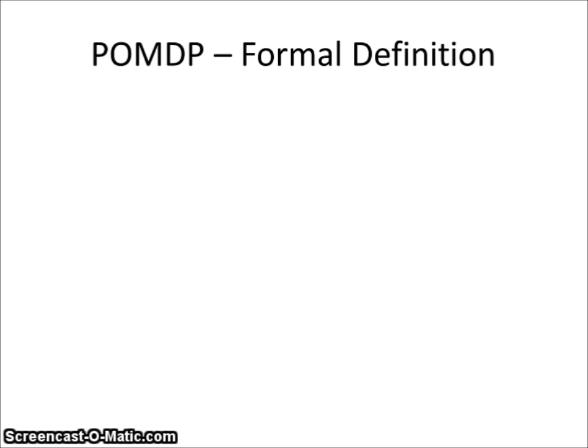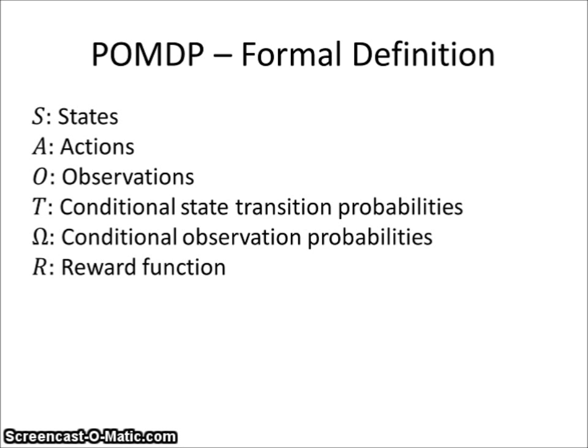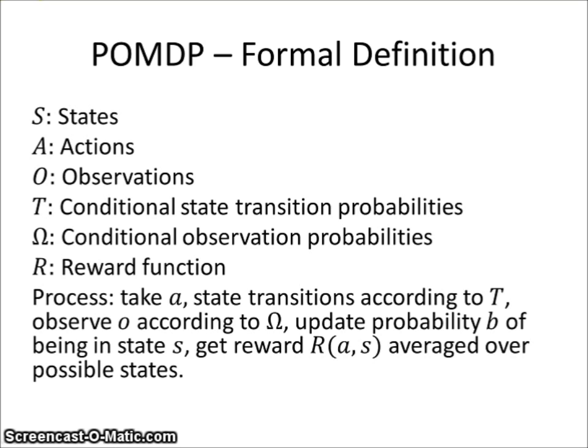So I'll give you a formal definition of a POMDP. The formal definition requires 6 pieces of information: the set of states, the set of actions, the observations, the conditional state transition probabilities, the probability of states transitioning, even though not visible to us, the conditional probabilities of having an observation based on the actions that we take, and the reward function. So the process here is slightly different from an MDP.